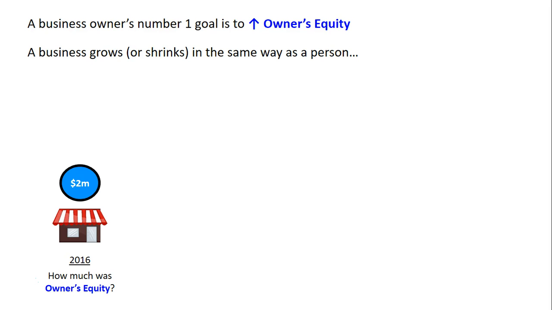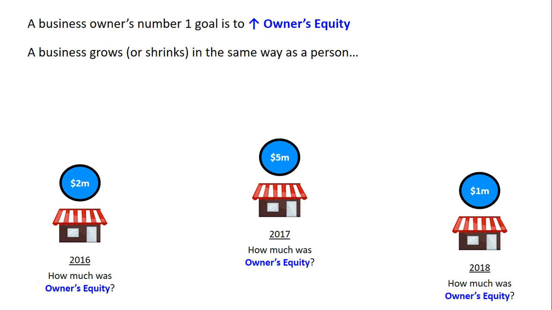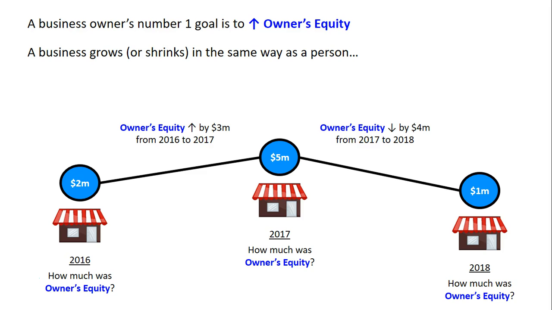So let's say in 2016 we looked at, well, how much was our owner's equity? Let's say it was $2 million. In 2017 we measured it again and we found it was $5 million. And in 2018 we measured it again and it was only $1 million. Again, we could look at this by looking at the changes between the years and say between 2016 and 17, owner's equity went up by $3 million. And from 2017 to 2018, owner's equity went down by $4 million.